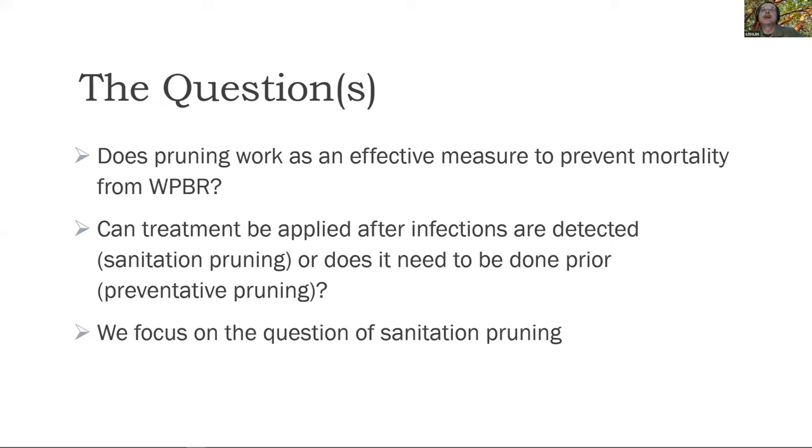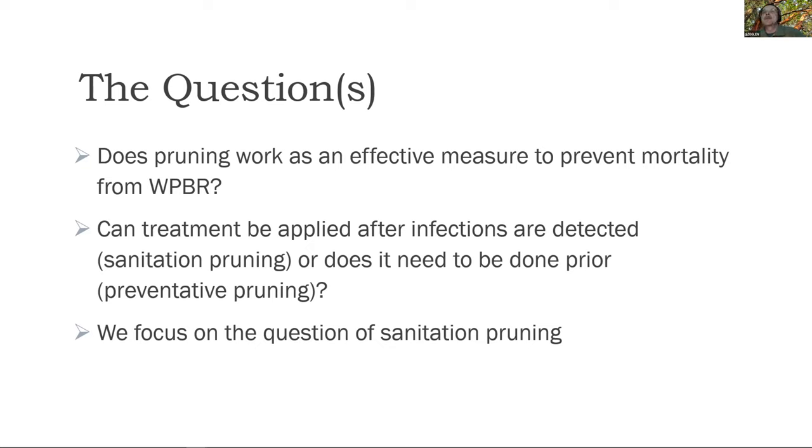Can the treatment, if we're looking at pruning, be applied after infections are detected, which we would label sanitation pruning? So going into a stand after you know it's infected and trying to clean it up to a point where you can increase the survival of the remaining species or the remaining stock on the site by doing an intervention treatment? Or do you need to do it prior to having the rust appear in the stand, which we'd label a preventative pruning, where you take mitigative action prior to the rust even appearing in the hope of reducing the chance of inoculation successfully occurring by removing those potential infection courts, which would be on the lower limbs of the regenerating trees.